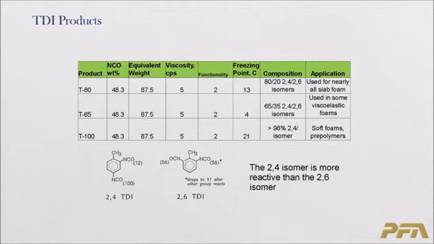So almost everything, the main products in the U.S. are the TD80. T65 is used in some viscoelastic foams. It's more common in Europe, and the pure 2,4 is more used in some other coating or specialty or elastomer type application than in flexible foams. But the 2,4 is more reactive than the 2,6 isomer.